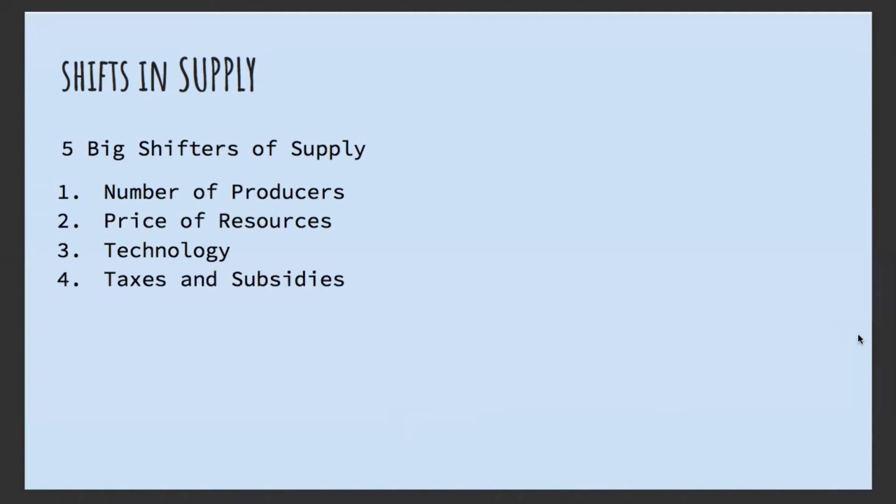The fourth shifters are taxes and subsidies. And so taxes is when the government imposes a tax on the supplier. So it is costly. The supplier has to give the government a certain amount of money. And so it will shift the supply to the left. It will decrease the supply. And subsidies are when the government is actually giving money to the suppliers to produce more. And so the supply will shift to the right.